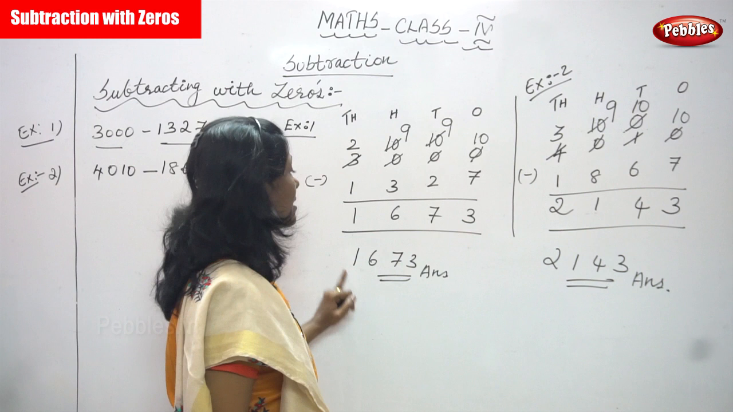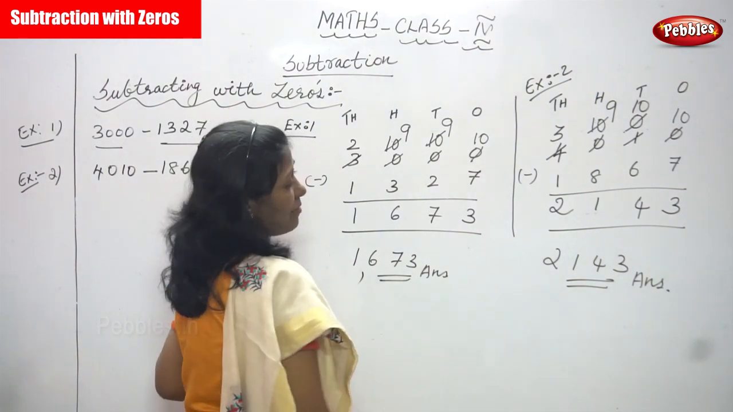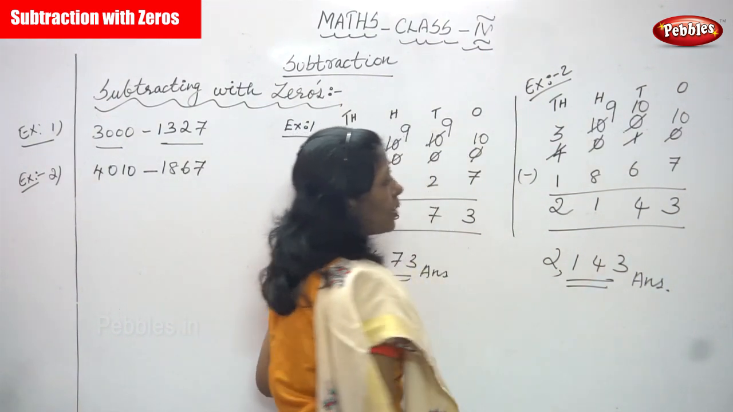This is the first sum answer. The first sum answer is 1673. Second sum answer 2143.